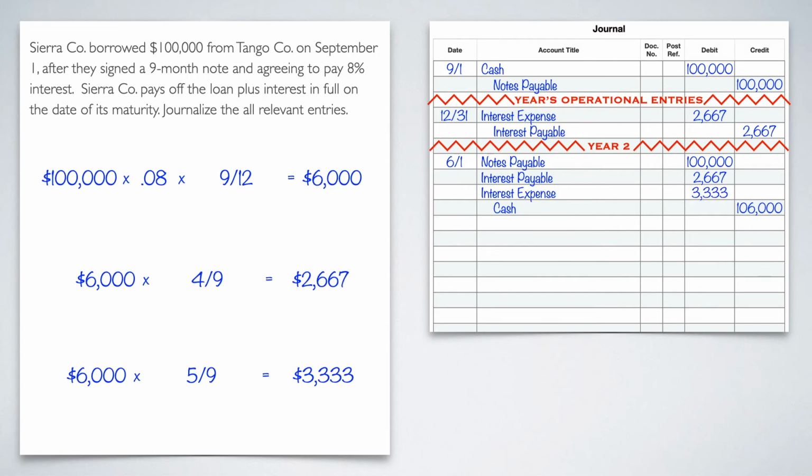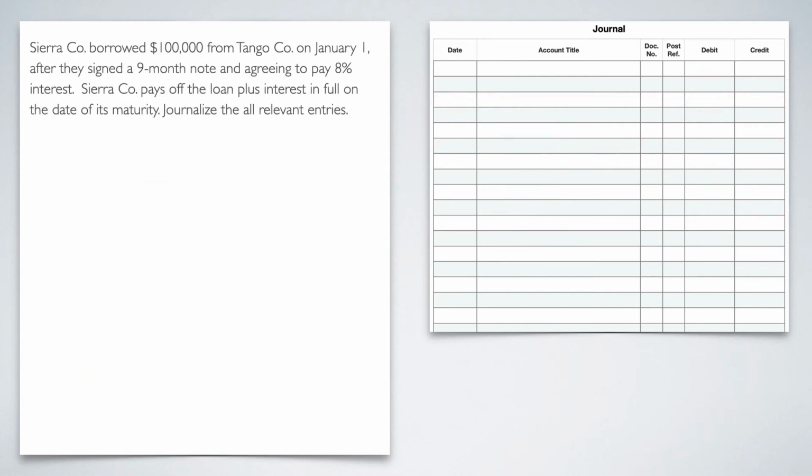That's how you do a notes payable example when it starts in 1 year and finishes, the maturity date is in the following year. Now let's look at an example of what happens if it just all happens in 1 year. So pretty much the same stuff going on, except this time the note starts on January 1st and it's a 9-month note. So let's go ahead and do the journal entry for us getting the money.